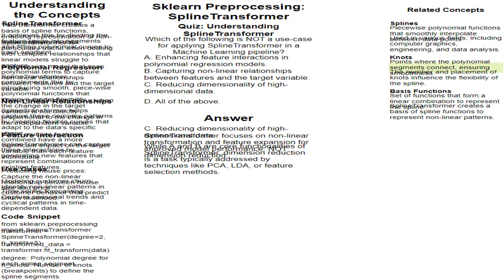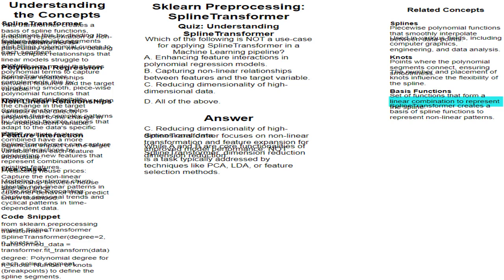Points where the polynomial segments connect, ensuring smoothness. Knots are points where the different polynomial segments of a spline connect. They are carefully chosen to ensure that the resulting spline is smooth and continuous. The number and placement of knots influence the flexibility of the spline. More knots allow for more complex curves, but can lead to overfitting if not carefully chosen.